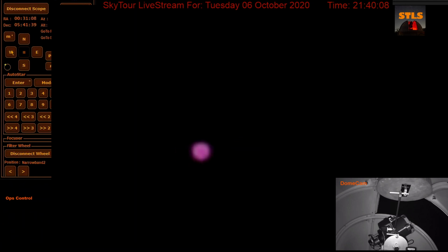Okay. Now we're going to run it through a focal test here. Okay, you can see Mars is bloated and out of focus now. So I'm going to take it, bring it down into focus.